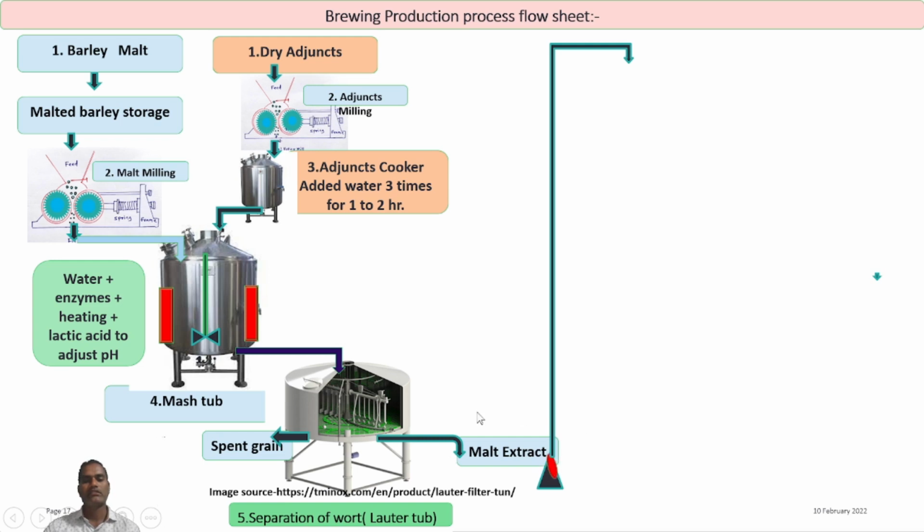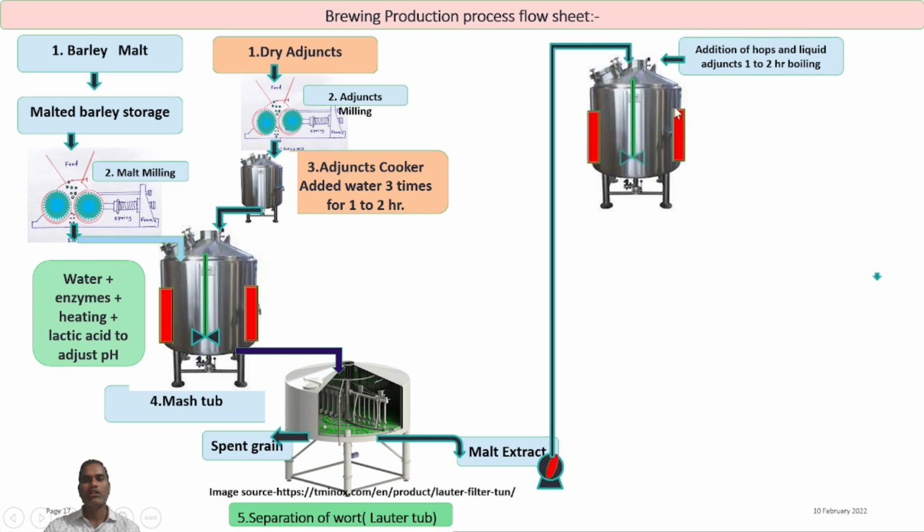After the malt is extracted, it is charged into the next step, the brew kettle boiling process. This process is similar to mashing, using steam jacketed cooking vessels, in which hops are added and, as per requirement, liquid adjuncts, that means sugar syrup, are also added in the brew kettle boiling process.